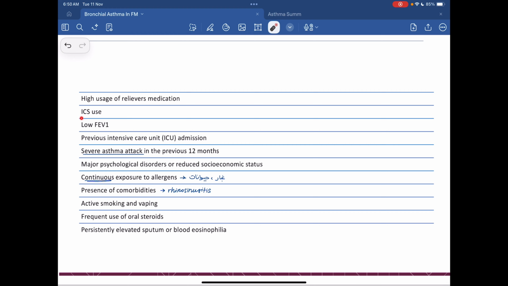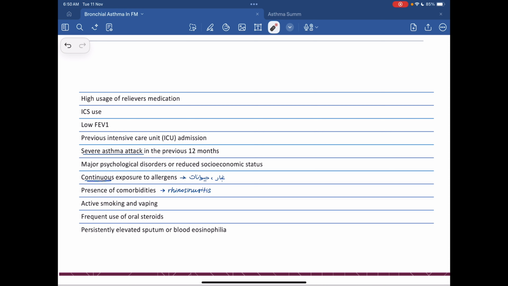إذا احتاج يستخدم inhaled corticosteroids, they have a low FEV1, they had a previous ICU admission, they had a severe attack in the previous year, major psychological disorder or reduced socioeconomic status، ممكن تكون تسببهم stress، ممكن تسبب psychiatric disorder زي ال comorbid anxiety or panic disorder.